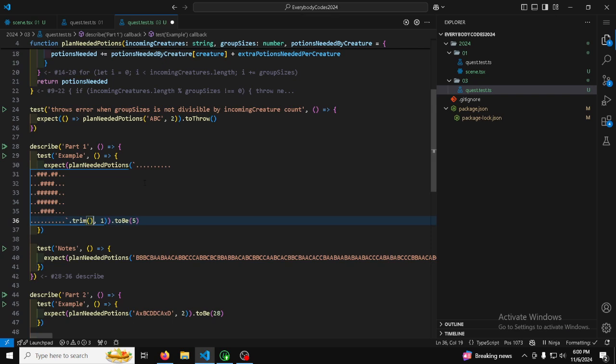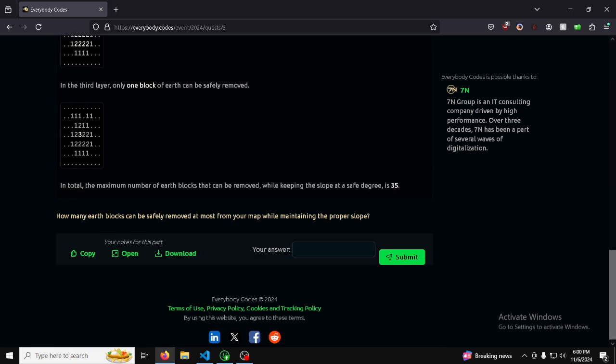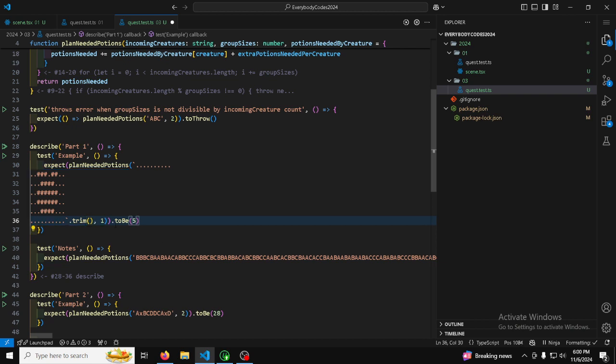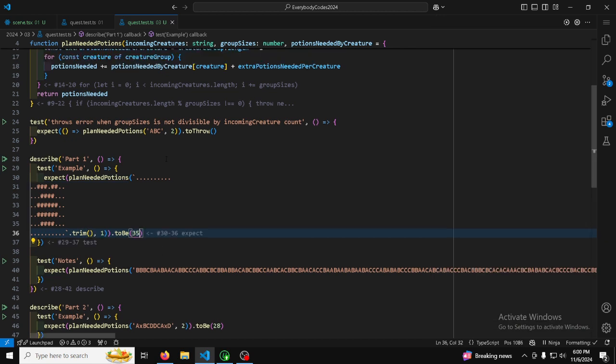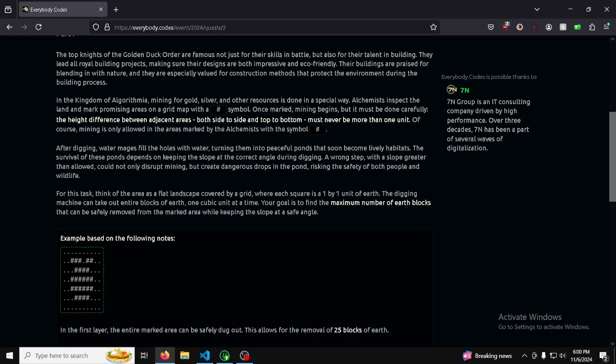This is my example. Don't know what that means. Layer, layer, layer. Earth blocks 35. Okay. I have no idea what any of that means. It's time to read it, I guess. Inspect the land. They marked grid. Height difference between adjacent areas must never be more than one unit. Mining is only allowed by simple.